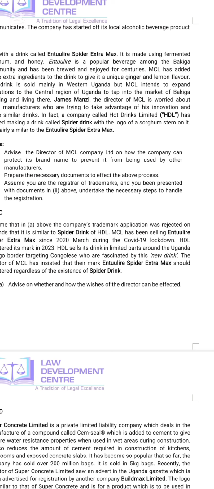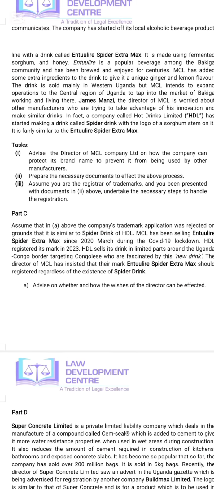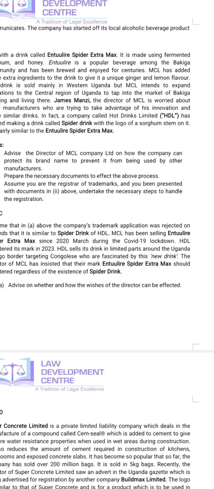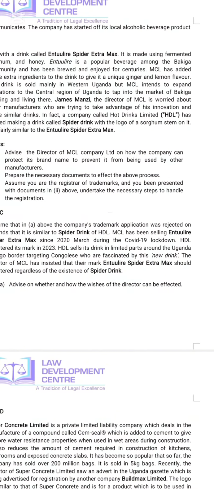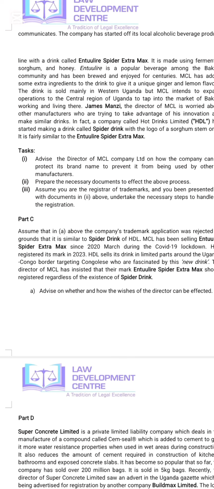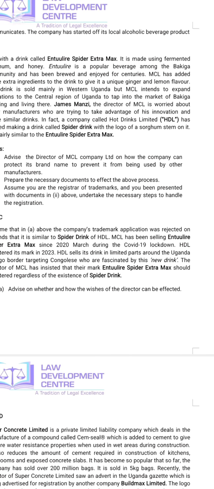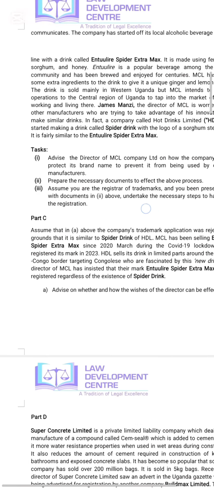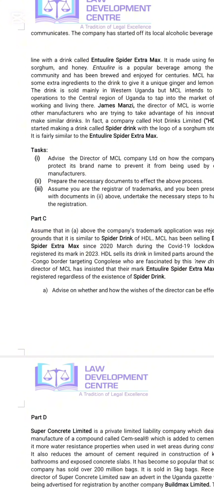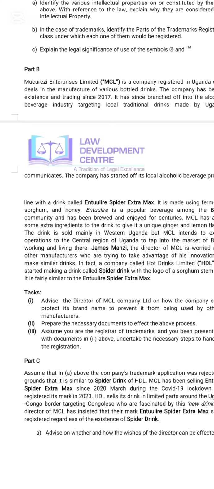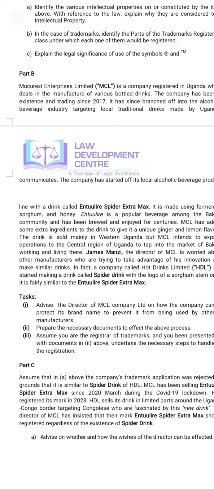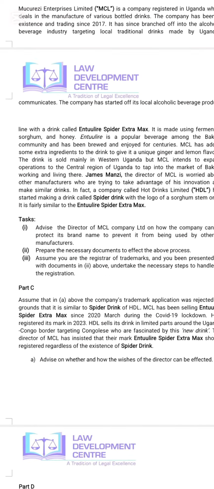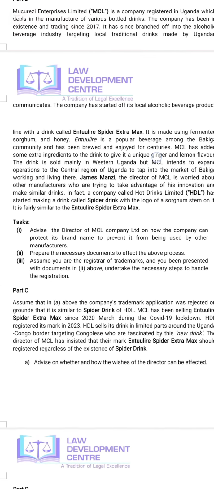James Manley, the director of MCL, is worried about other manufacturers who are trying to take advantage of his innovation and make similar drinks. In fact, a company called Hot Drinks Limited has started making a drink called Spider Drink with the logo of a sorghum stem on it. It is fairly similar to Inturire Spider Extra Max. So basically here, as you can see, it's not registered. So if we want to protect it, the first step would be to apply for registration.